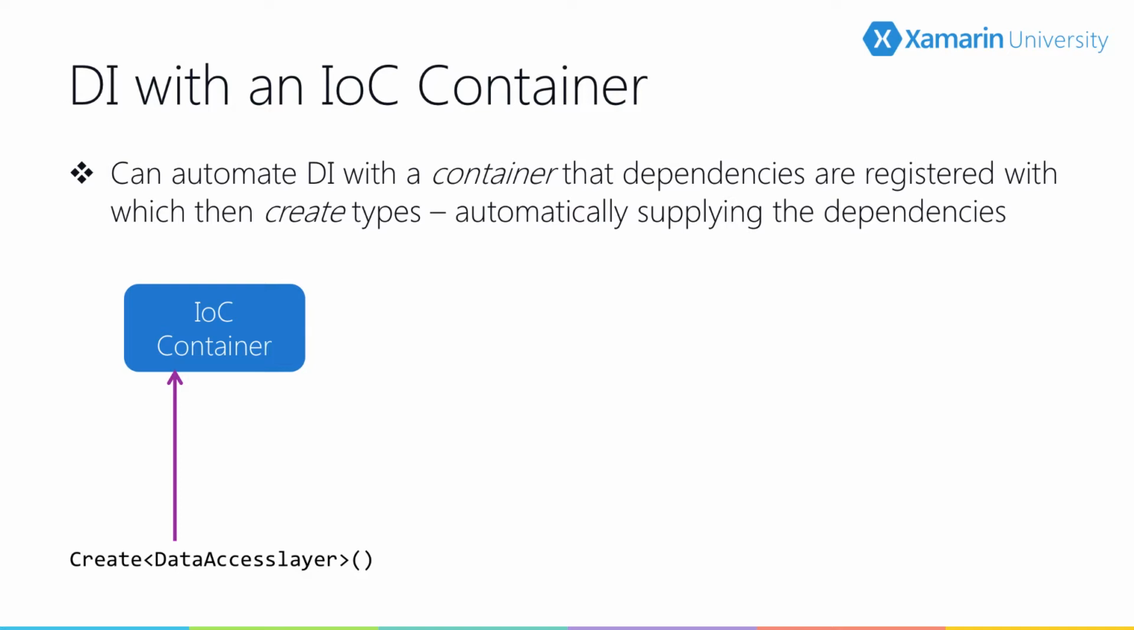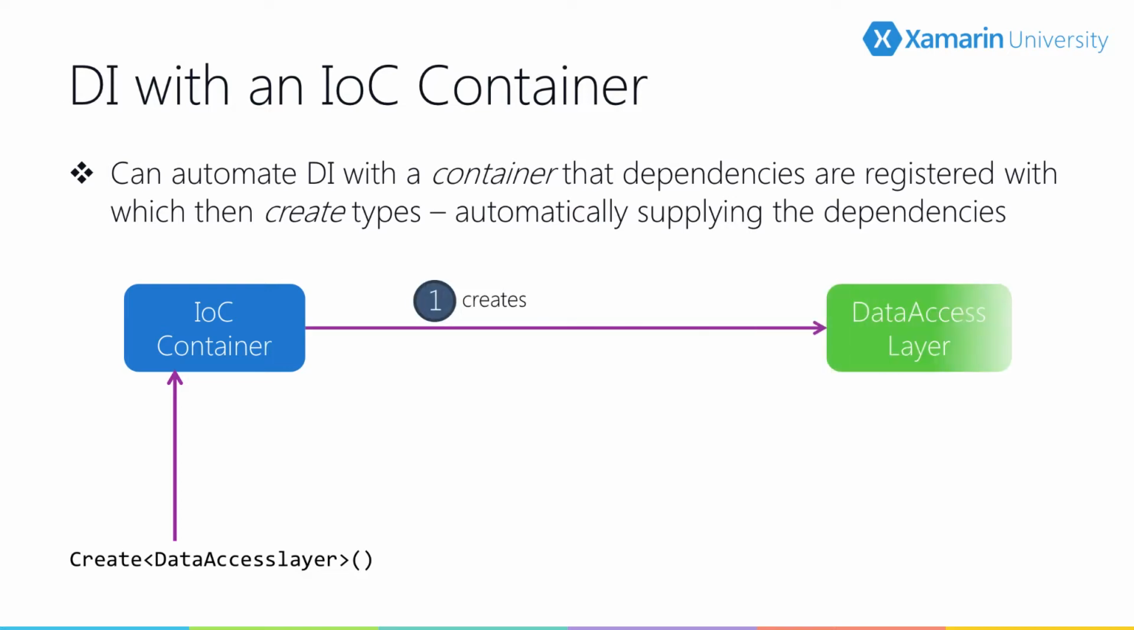It's important to notice that an IOC container can really create anything. If you told an IOC container to create you a string object, it would do that. It's using reflection, it would look at the string object and say, okay, there's a constructor that doesn't take any parameters, I'm going to call that, and I'm going to return you a string object. So here we tell it to create a data access layer.